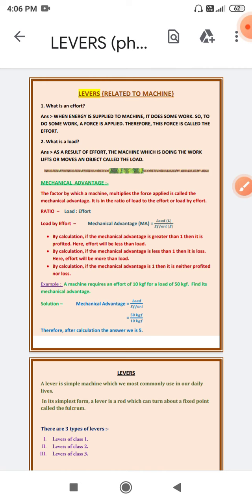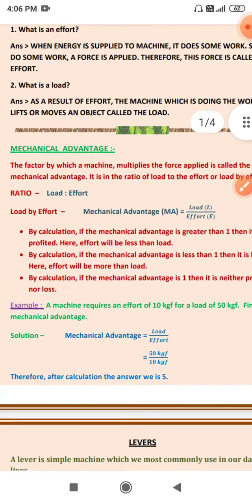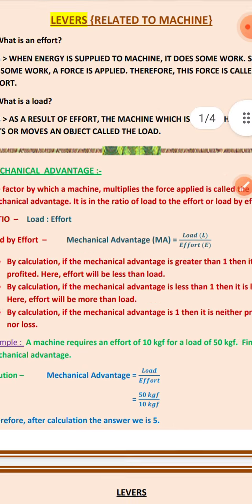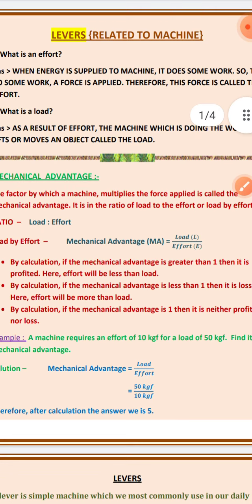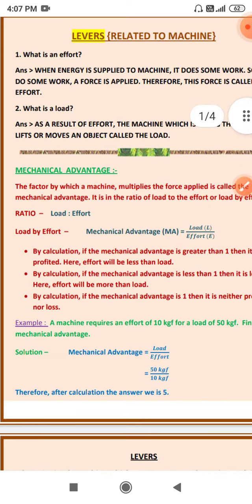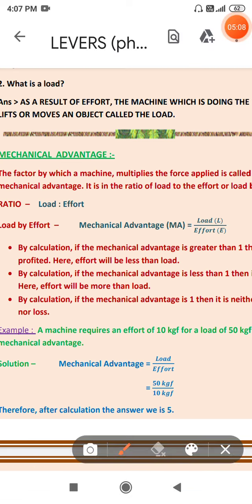Now we can think that there must be some ratio or some sum to find out mechanical advantage. There must be a logic behind it. Yes, there is a logic: if we make it a ratio, it will be load is to effort. Otherwise, if we take it as a fraction, load by effort, that would be the mechanical advantage, which is load by effort. Now here are three important points given, which are by calculation. At first, I'm telling number one.